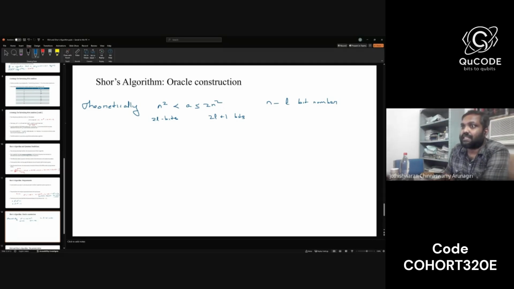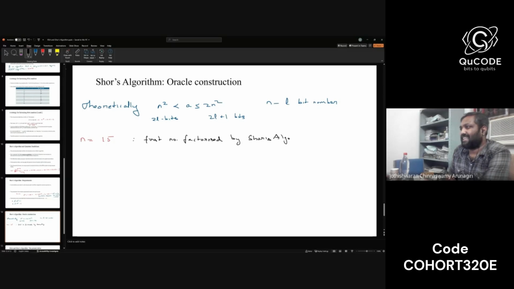So let us consider a simpler problem. Let us consider n equal to 15. Now 15 is a very special number. So what are the specialities of 15? 15 is actually the first number factorized by Shor's algorithm.